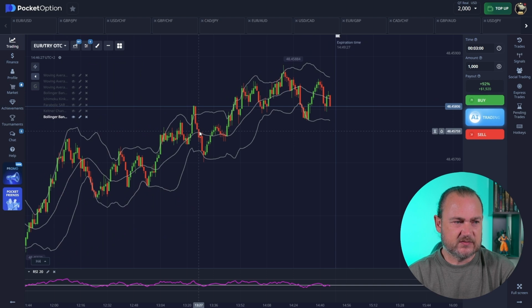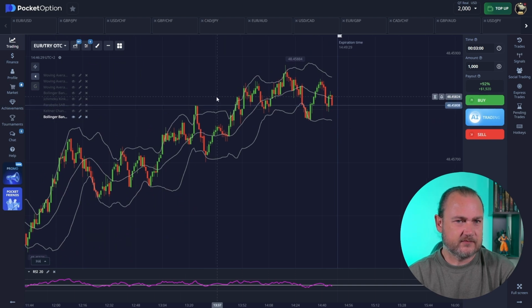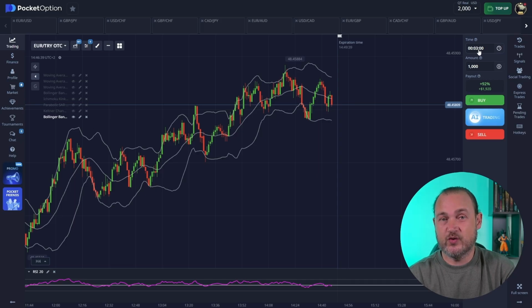And then we're going to take some trades. So our platform setup, we're going to be primarily on 1 minute charts here. We're going to alternate between 1 minute and 3 minutes depending on which Bollinger signal we're getting, and as we go along I will explain that.